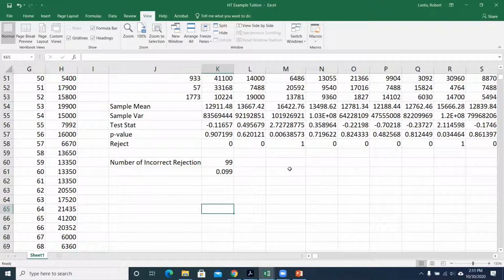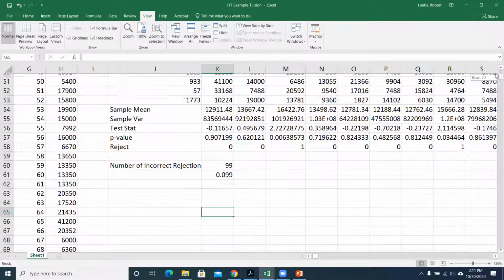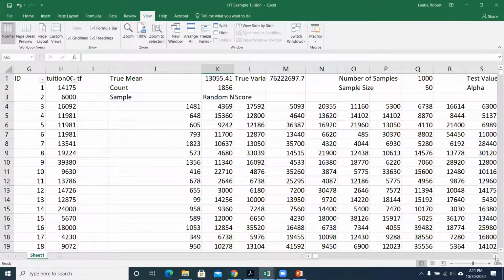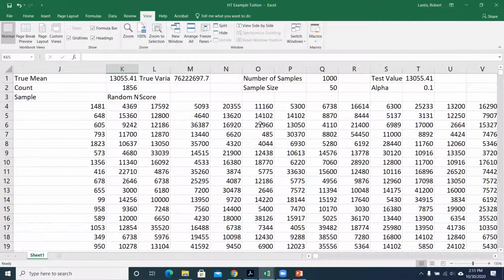Now, it's not exactly 0.1 here because I only have 1,000 samples. To truly get it, I need an infinite number of samples, which isn't realistic, right? It's not possible to get an infinite number of samples. But if I copied this over and did it for like 2,000, we'd get values even closer to that, barely above that 0.1.